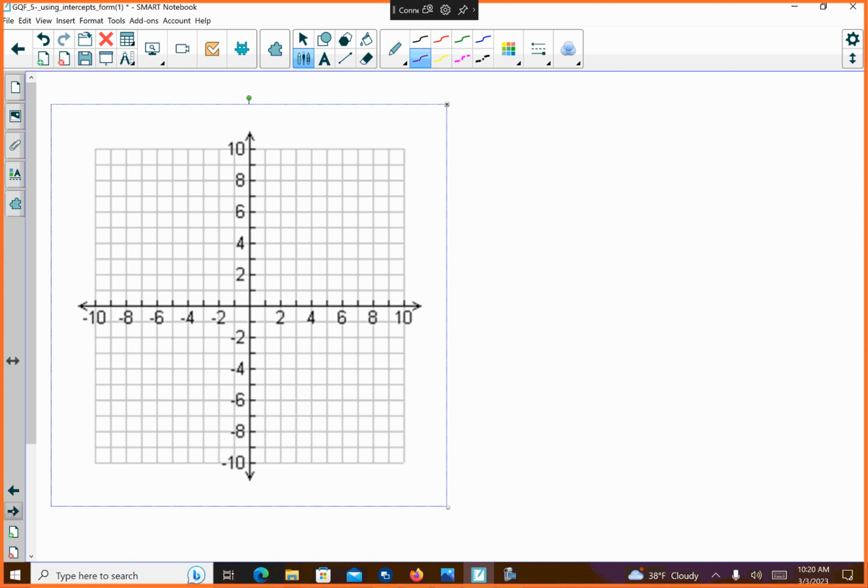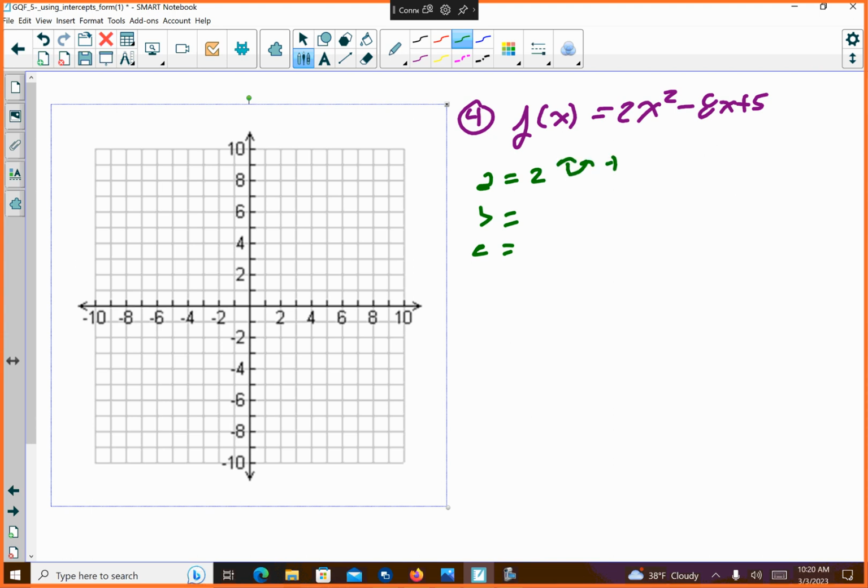All right, problem number 4, because again, the odds are online. So I have f of x is equal to 2x squared minus 8x plus 5. Good. What's next? A, B, and C. A is equal to what? 2. What do you know about it now? Up because it's positive. You're doing awesome. I love this. And then B is -8 and C is 5. Okay.